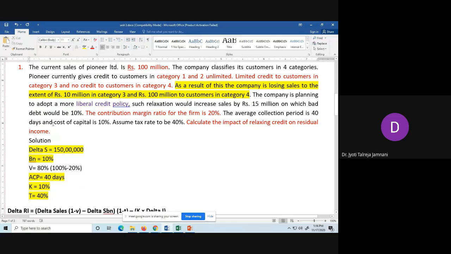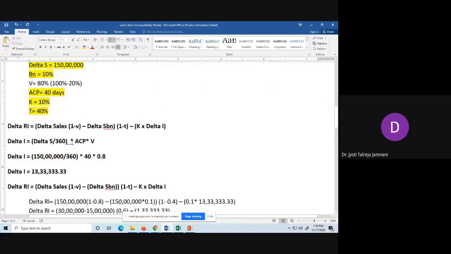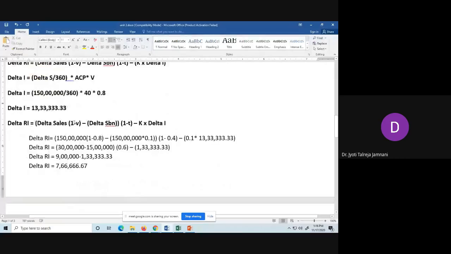Here, cost of capital is 10%, so it is given, it will be given in the problem. Only thing we have to find is delta I, which will not be given, and using that delta I, we can solve by putting it in the main formula and getting it. What you have to remember is first what to multiply, then what to minus. That is very important. If you get confused there, then the answer will be wrong.